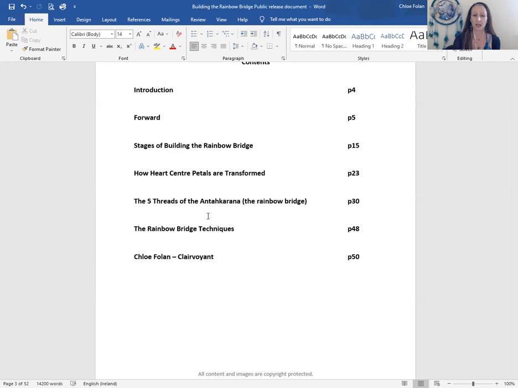The information contained in that chapter will be found nowhere else. And it's a beautiful sharing. It's a beautiful chapter. And I do believe anyone that reads it would find it extremely enlightening and really, really good food for the soul. So it's a very good chapter, but I do recommend starting with the introduction, gently digesting the foreword, then gently reading through the stages of building the Rainbow Bridge.